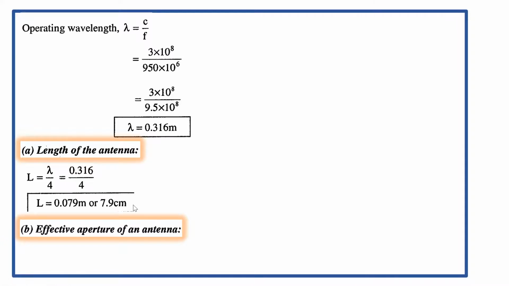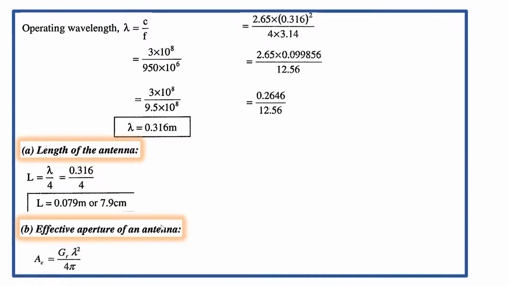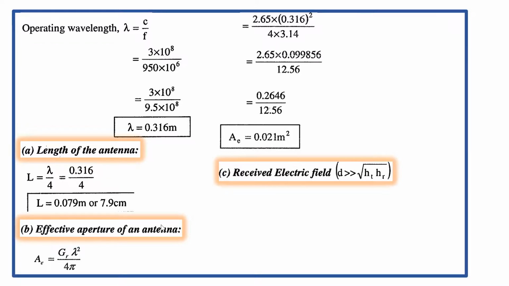What is it? They are telling you to find out the effective aperture of an antenna. So I already discussed this effective aperture of an antenna in the free space propagation model whose formula is AE is equal to GR lambda square divided by 4 pi, where GR is the receiving antenna gain and lambda is the lambda value which I found out earlier. So when I manipulate the values, I get the effective aperture is equal to 0.021 meter square.